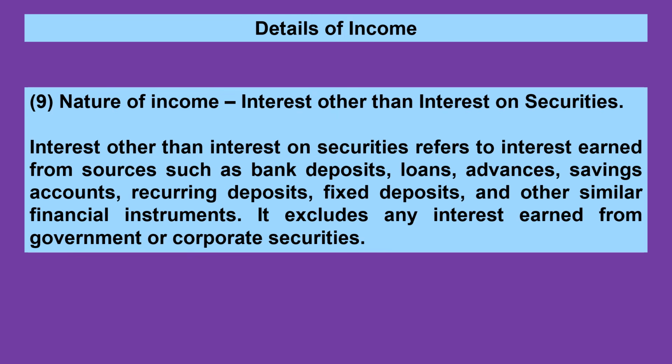Now details of income. Point number 9, nature of income. Interest other than interest on securities. Interest other than interest on securities refers to interest earned from sources such as bank deposits, loans, advances, savings accounts, recurring deposits, fixed deposits, and other similar financial instruments. It excludes any interest earned from government or corporate securities.